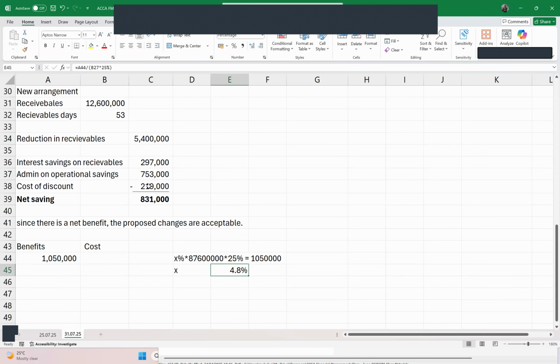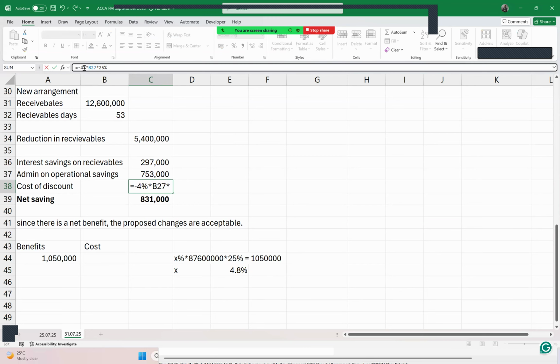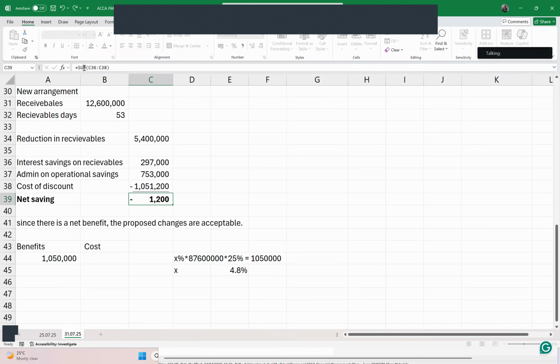And I can test it here. If I come here and I put 4.8%, you see that I am in a negative. Ideally, it should be 0, but this is not just 4.8. It is 4.79, and so on. So it's not going to give me a very perfect answer.